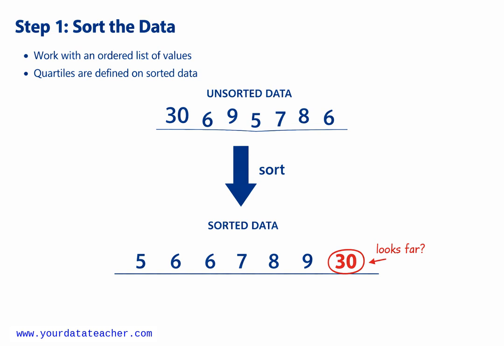Notice how 30, highlighted on the right, looks quite far from the rest. It is visually suspicious, but at this stage we do not label it as an outlier yet. This is why sorting is so important. Quartiles, and therefore the IQR, are defined on ordered data. Without this ordered list, we cannot correctly find Q1, the median, and Q3 in the next step.